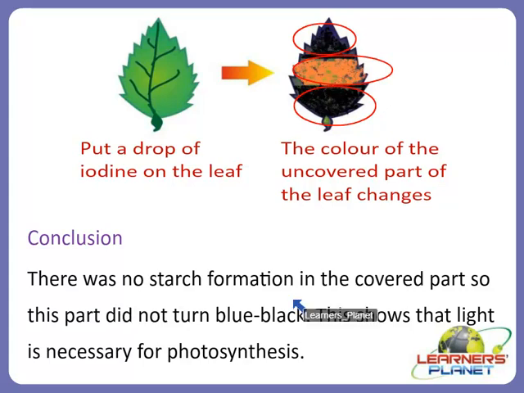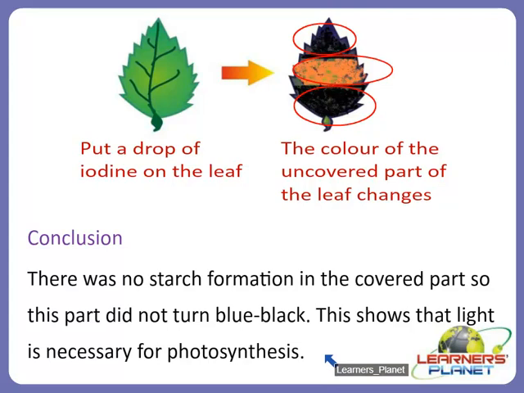The conclusion which we see here is that there was no starch formation in the covered part. So this part did not turn blue-black. The observation is that the covered portion of the leaf does not turn blue-black. And what can we conclude? That there was no starch formation in the covered part. Instead, it remained brown. And the rest of the part which was uncovered turned blue-black because starch was formed. And that is why this shows that light is very much necessary for photosynthesis.